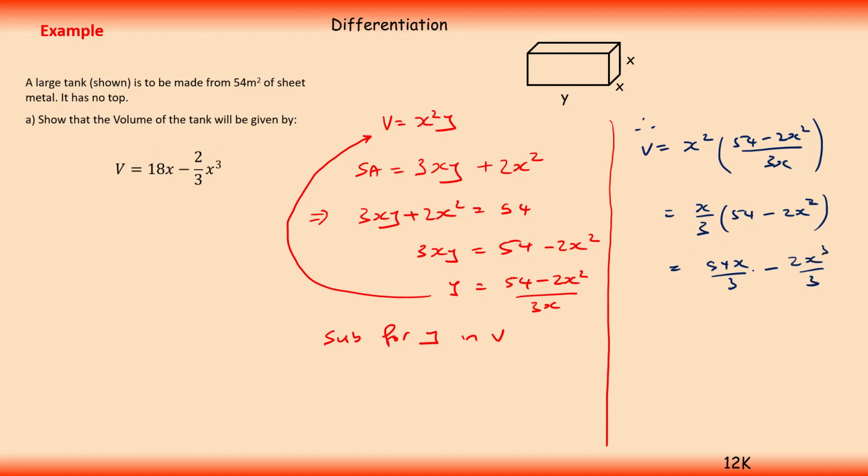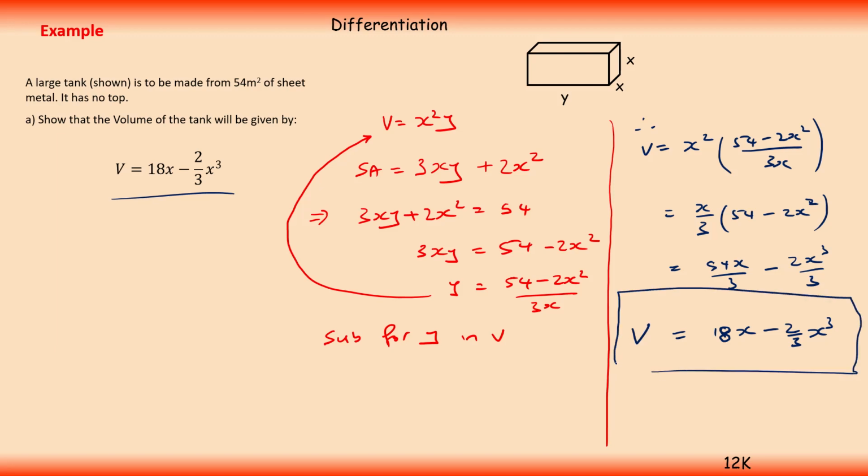Well, that's looking good so far. And 3 goes into 54 18 times. So that's 18x minus 2 over 3 x cubed, which is what we're trying to find. Good. So what we've done is we made use of the information, the surface area they've given us, and the volume from the dimensions of the cuboid. Okay, so hit pause, copy that down. That's just part A, and we'll go on to do part B.